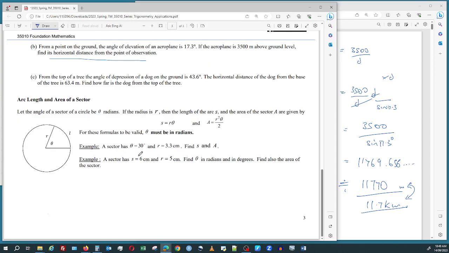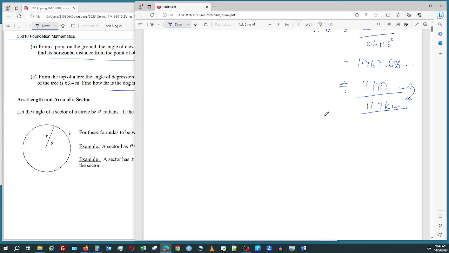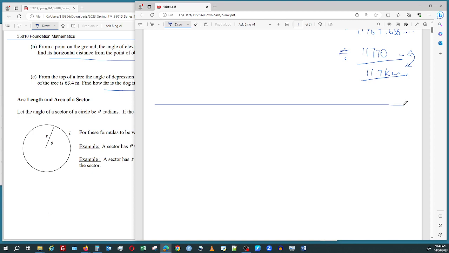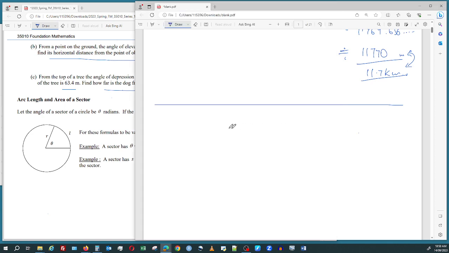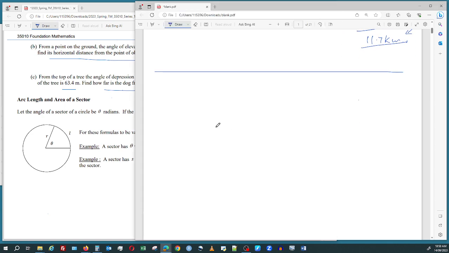All right, from the top of the tree, an angle of depression of a dog on the ground is 43 degrees. The horizontal distance of the dog from the base of the tree is 63. How far is the dog from the top of the tree? So it wants to know the height of the tree, so you can do this remotely. For C, we need to write the question down in a mathsy form, but before we get to that, we might have a diagram.